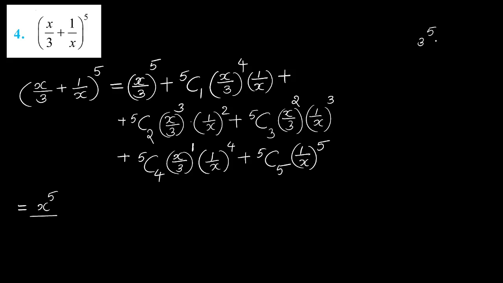3 raised to 5, rough calculation can be written in the right side. 3 raised to 5 is 3 cube into 3 square. You can write like this. Or anyway, 3 is multiplied 5 times. I don't want to discuss that, okay? Rough calculation you can write in the right side, okay?